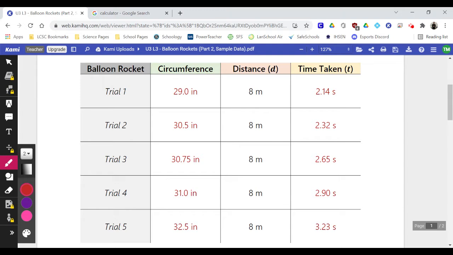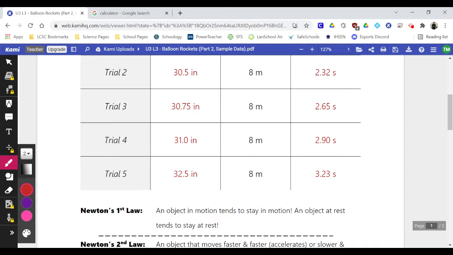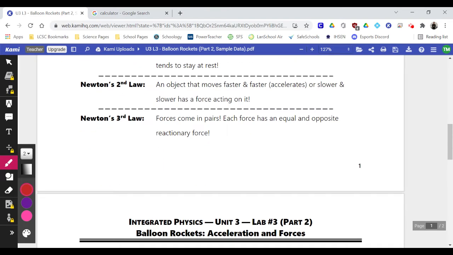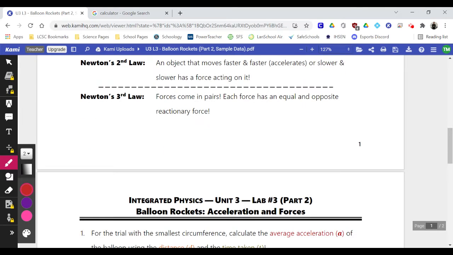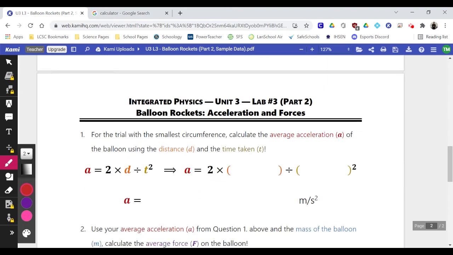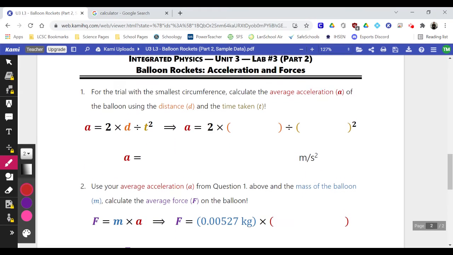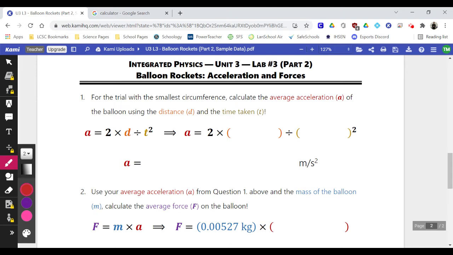Okay, so we're going to use the time it took and the distance traveled to calculate roughly what the acceleration of the balloon was, and then use that to figure out the force on the balloon. So let's go down here. Okay, so we're going to look at our smallest balloon first, the one with the smallest circumference, and that's going to be for both of these questions here.